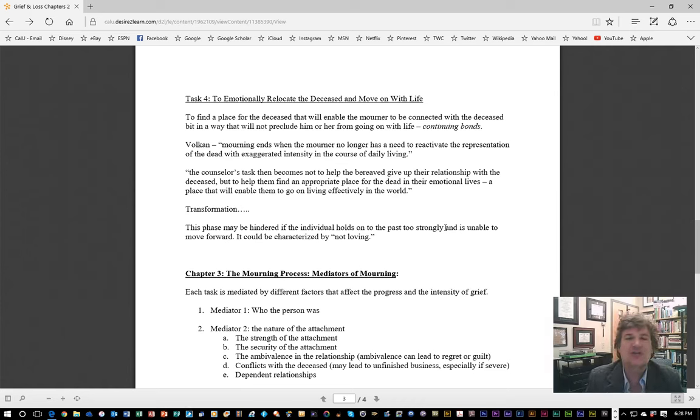It becomes a transformation, a reframing, a paradigm shift. This phase may be hindered if the individual holds on to the past too strongly and is unable to move forward. It can be characterized by not loving.